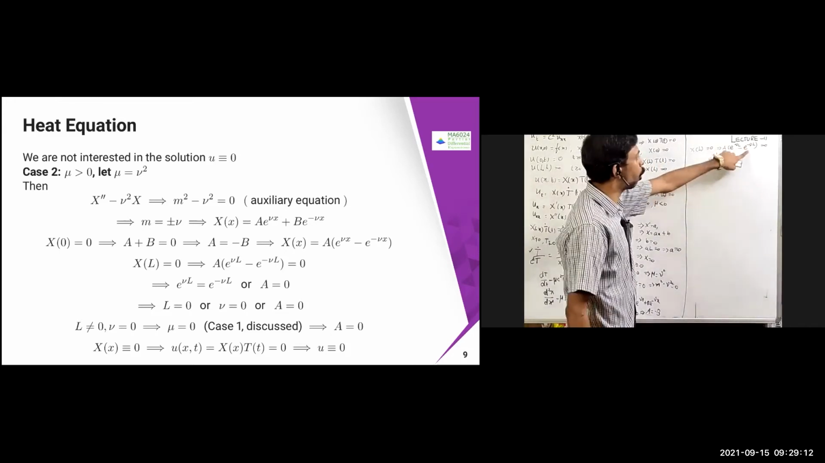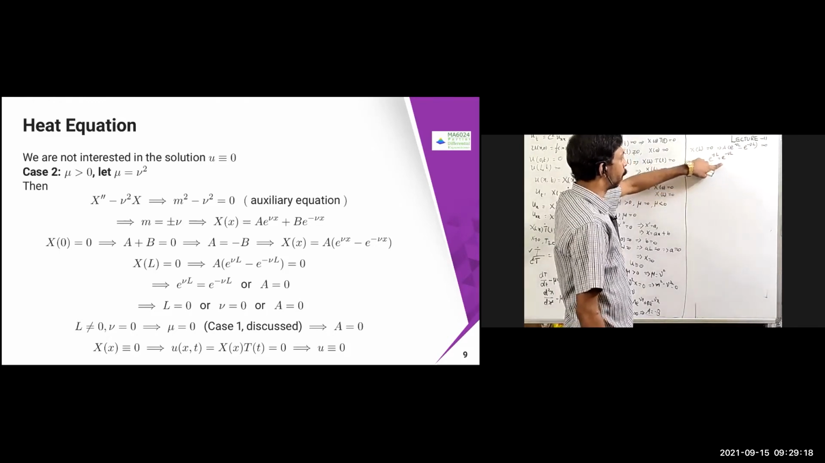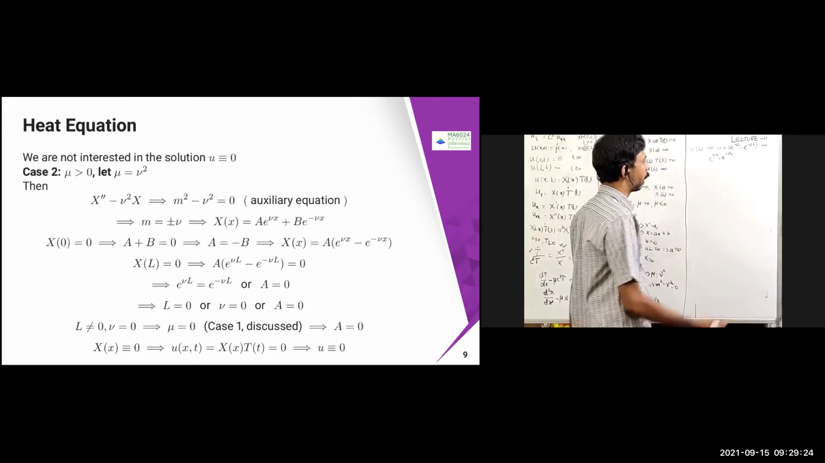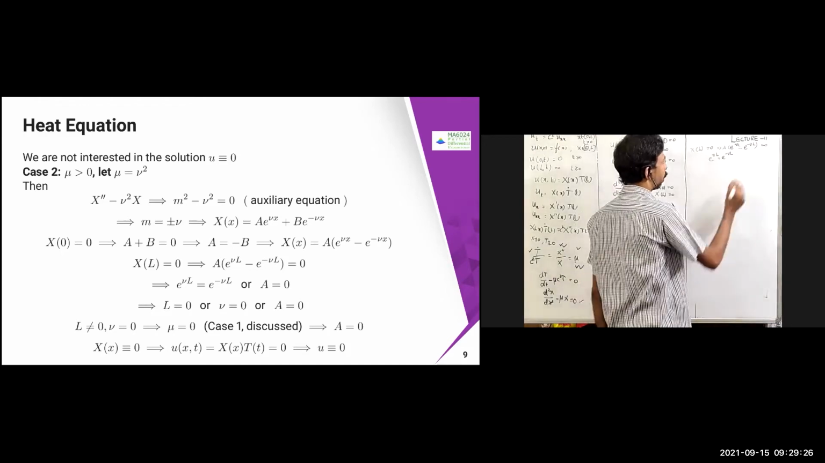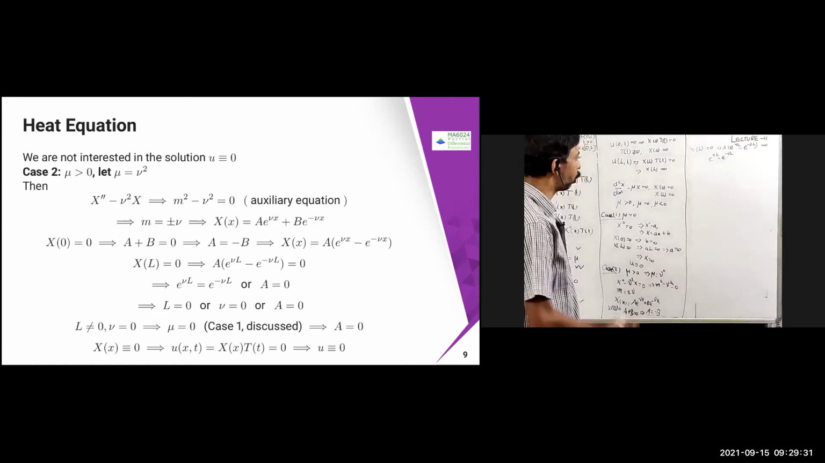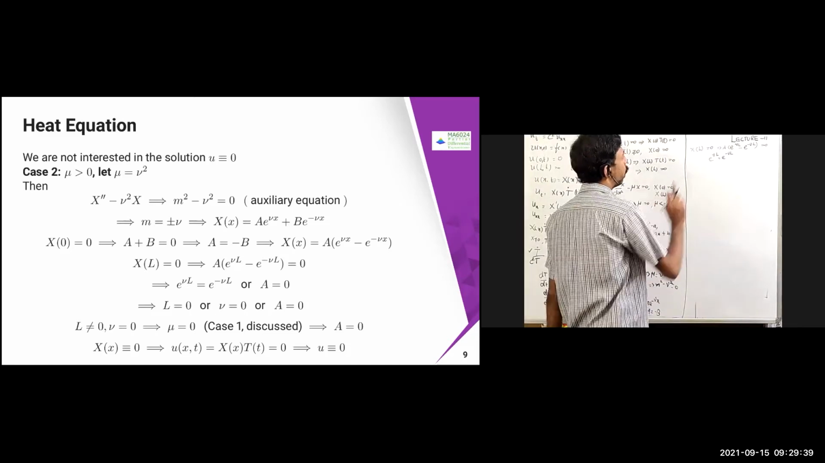So if this quantity is 0, this product of two numbers, these two numbers are equal means one of the numbers is going to be 0. So if this is going to happen, then e^(νL) = -e^(νL) is going to come. In that case, I can just divide by e^(νL). So you are going to get either L equal to 0 or ν equal to 0 only. This is going to be the same.